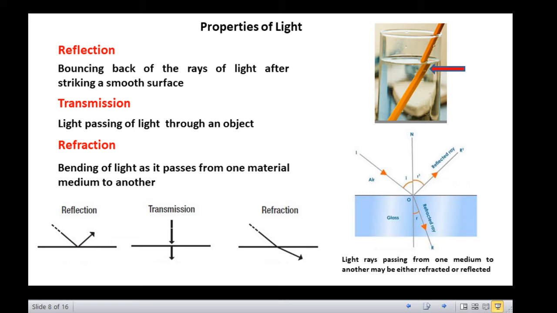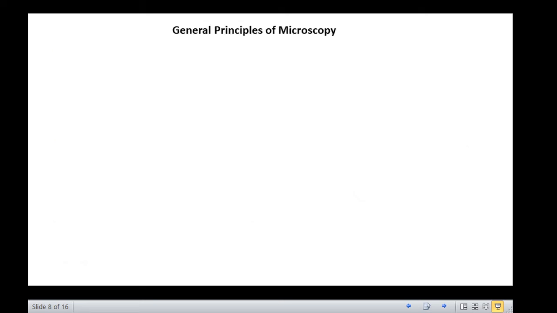It is necessary to be familiar with and understand the principles of microscopy before taking up the different types of microscopy. These principles include wavelength of radiation, resolution, magnification, numerical aperture, and resolving power. Let us first talk about the wavelength of light.